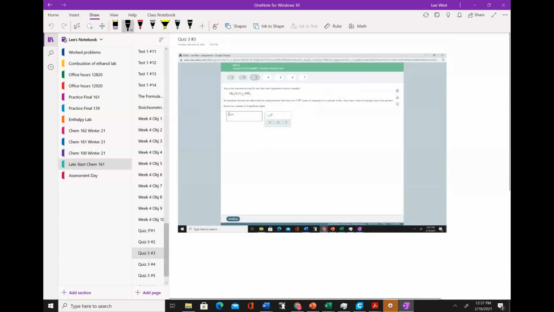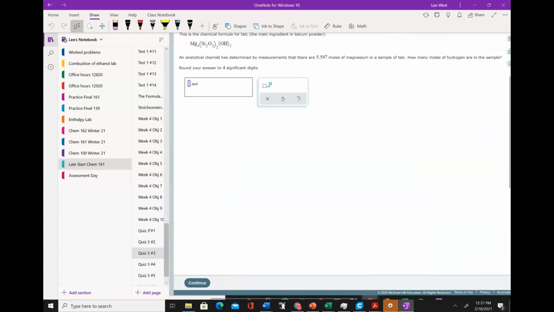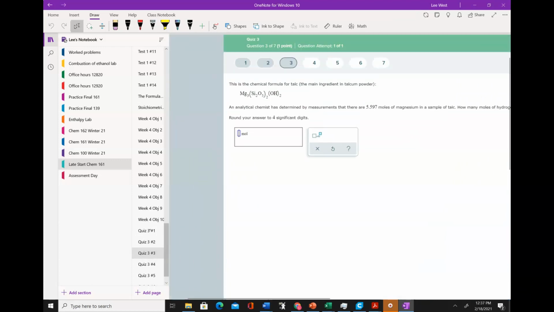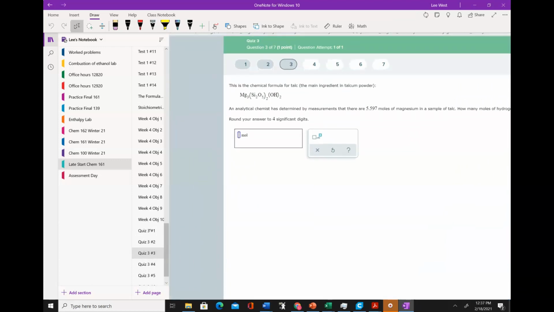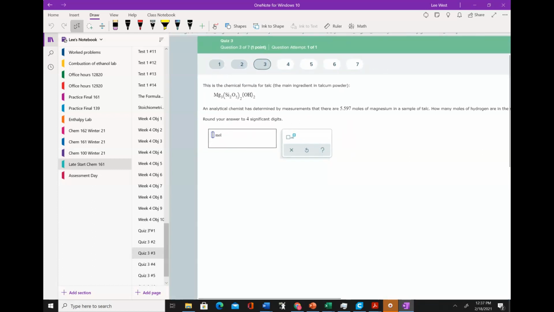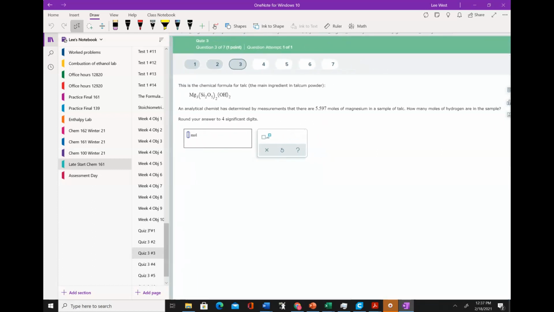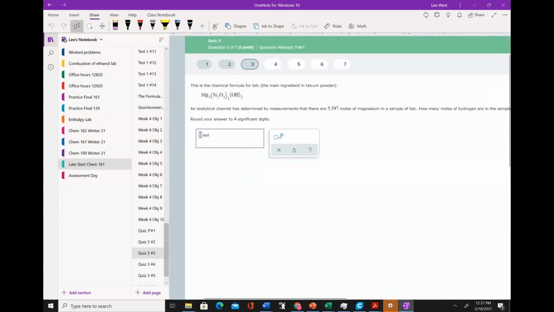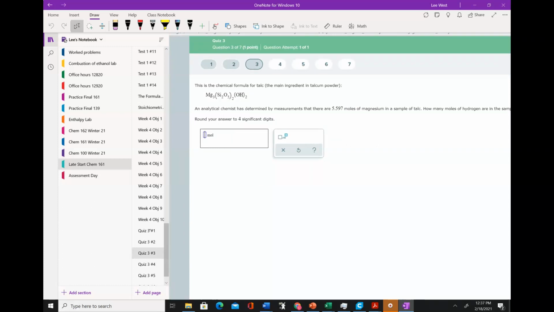All right. Oh, this looks interesting. This is the chemical formula for talc, the main ingredient in talcum powder, and it looks pretty gnarly. And then it says an analytical chemist has determined by measurements that there are 5.597 moles of magnesium in the sample of talc. How many moles of hydrogen are there? So this is a classic like mole ratio problem. So we just want to be a little bit careful because there are a lot of parentheses here.